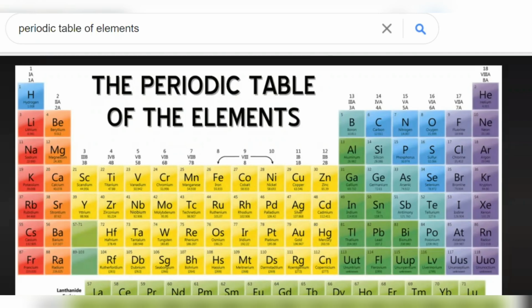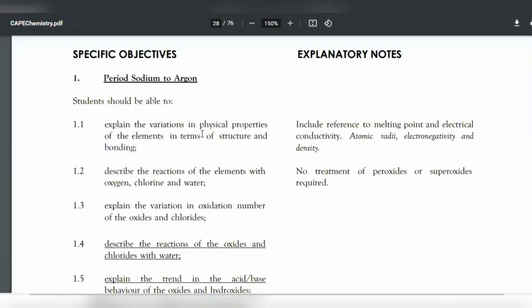They're not only asking you to say, okay, sodium is a metal, chlorine is a gas. They want you to say why sodium is a metal and chlorine is a gas. See it right there? Explain the variations in physical properties across the period in terms of structure and bonding. So why is sodium a metal? Sodium is a metal because it has strong forces of attraction between the particles. It is metallic bonding, and metallic bonds are strong. Notice over here for the explanatory notes, they say to include reference to melting point and electrical conductivity, which simply means that, okay, let me just clarify the chlorine one.